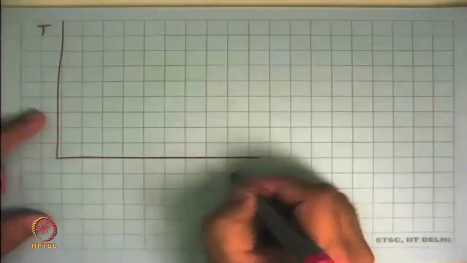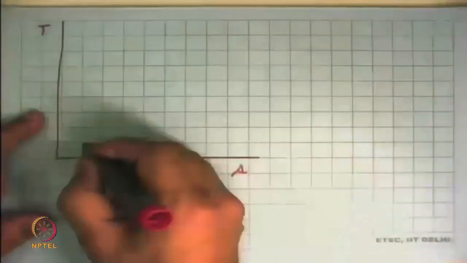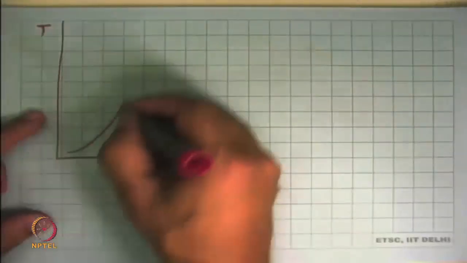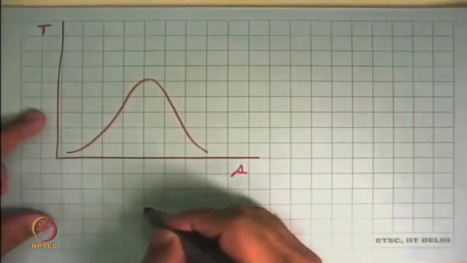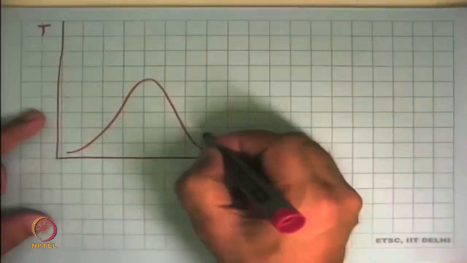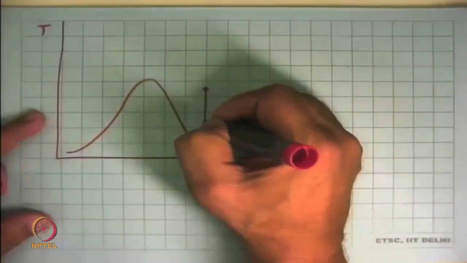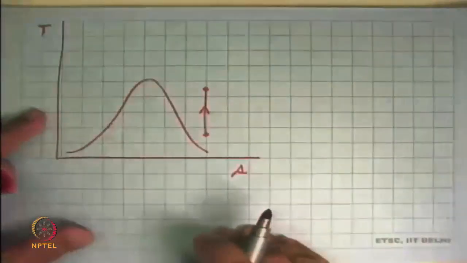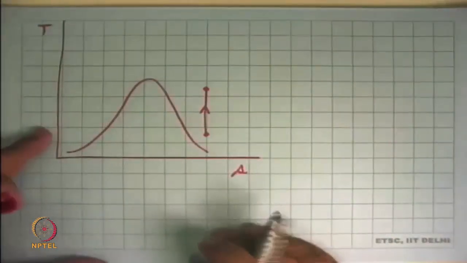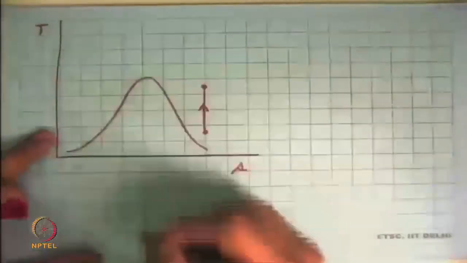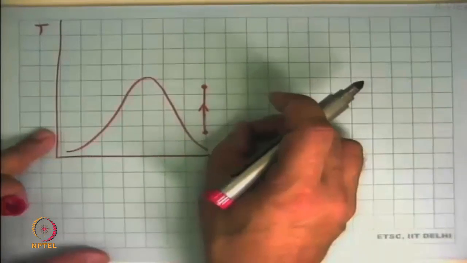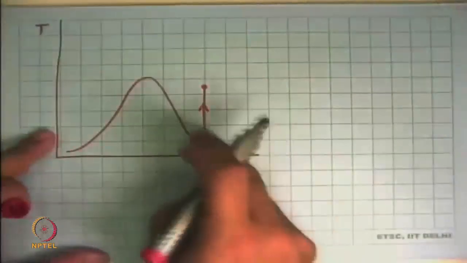On the property diagrams, say we take the TS diagram. If it is a vapor, we will have to show the dome, and compression will be from say this state to this state. This is what happens in an air conditioner or in a refrigerator. So we are well below the critical point. We are not very far away from the dome, so we will show the dome, and this is the compression process.